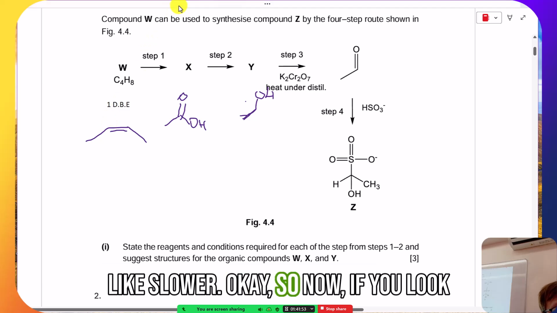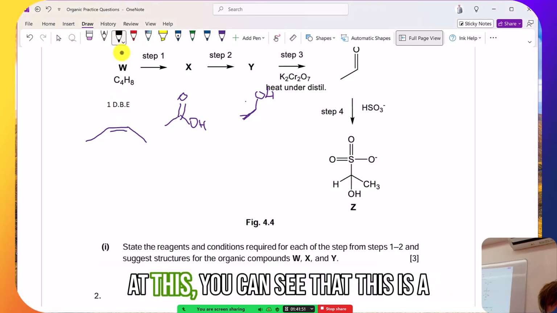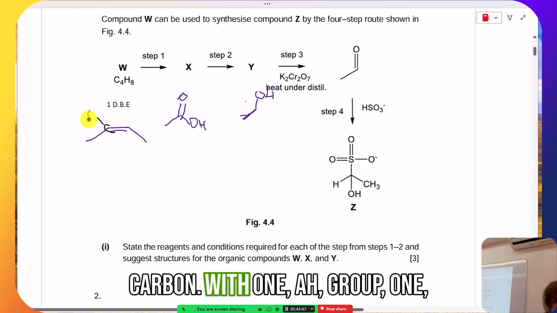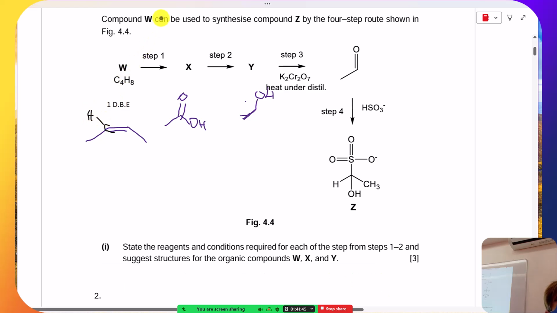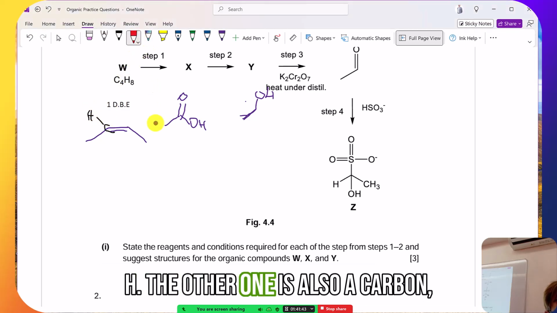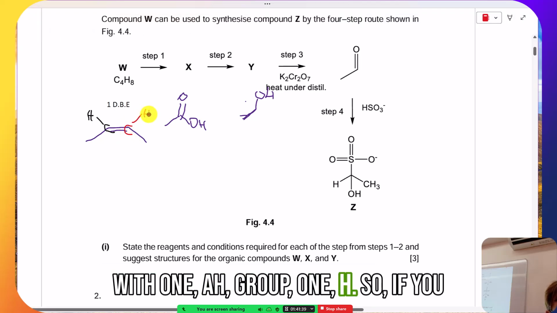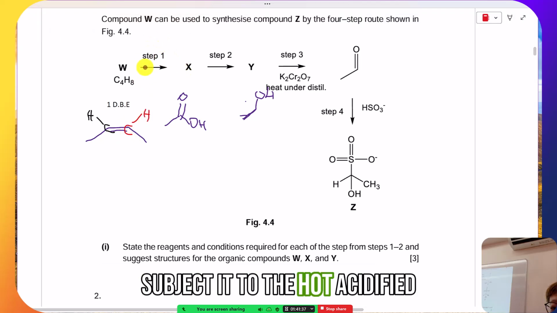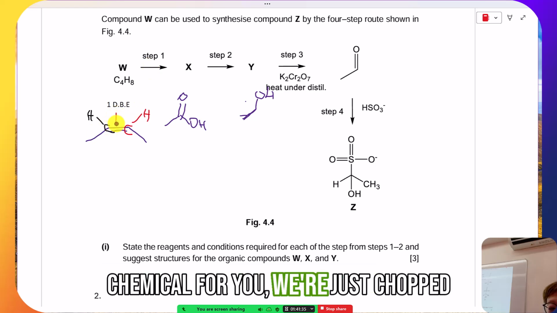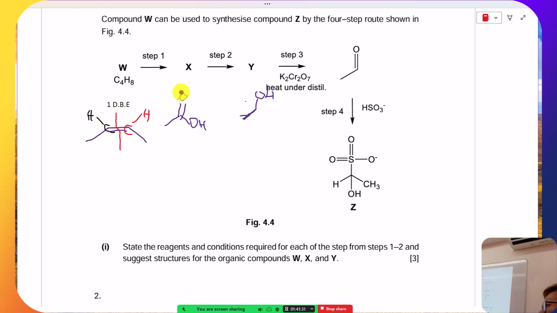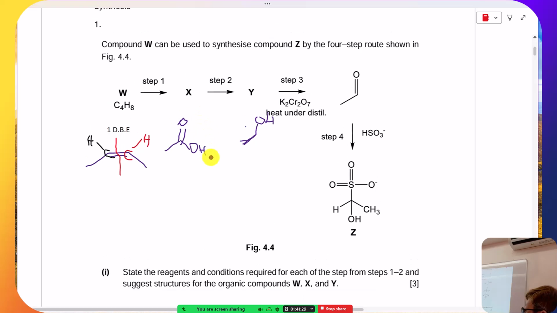If this is a 2-carbon carboxylic acid, your respective alkene that you must draw will be something like this. Now if you look at this, you can see that this is a carbon with 1 R group, 1 H. The other one is also a carbon with 1 R group, 1 H. So if you subject it to the hot acidified KMnO4, you will just chop here, and both of these compounds are going to give you this. Follow? Make sense?